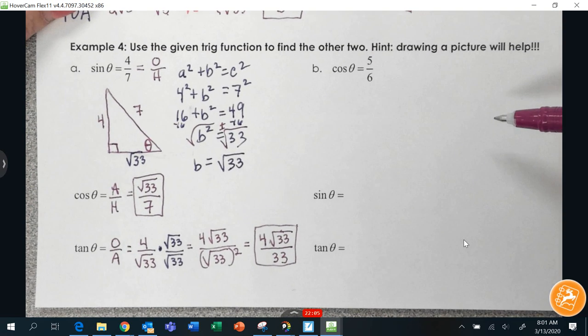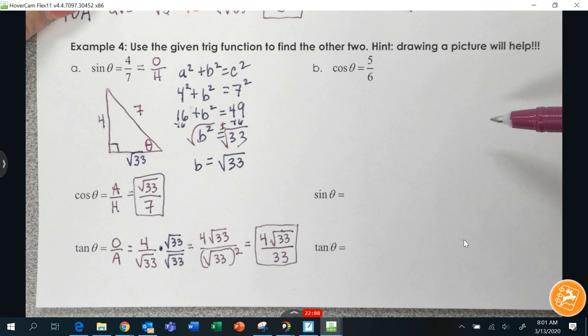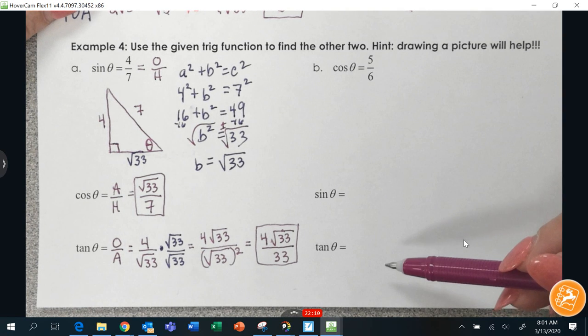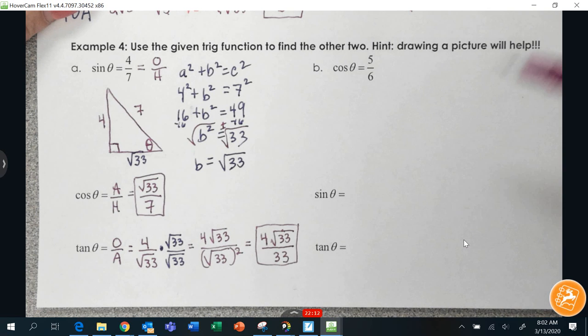I would suggest that you pause the video and you try question B. Then when you unpause it, I'll have the answer for you.